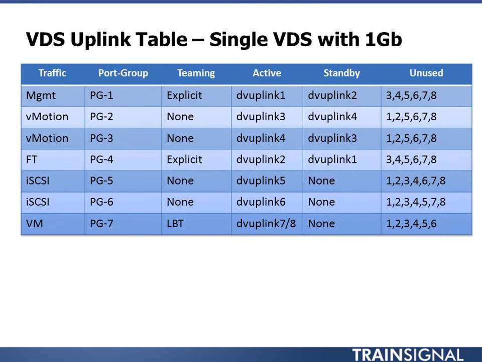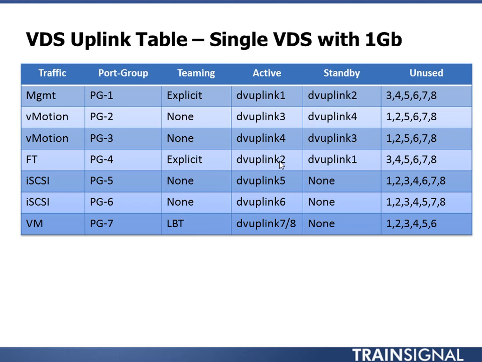And here's kind of an uplink table. So if you do want to do active standby unused, you can say, okay, I've got 8 NICs. For management, port group 1, and this gives you your teaming type for explicit and what type of failover you want to do. But basically I have 1 and 2 as active standby. And then I share that, if you notice, with FT, which you could either do with vMotion or FT, it's up to you, for FT with uplinks 1 and 2.